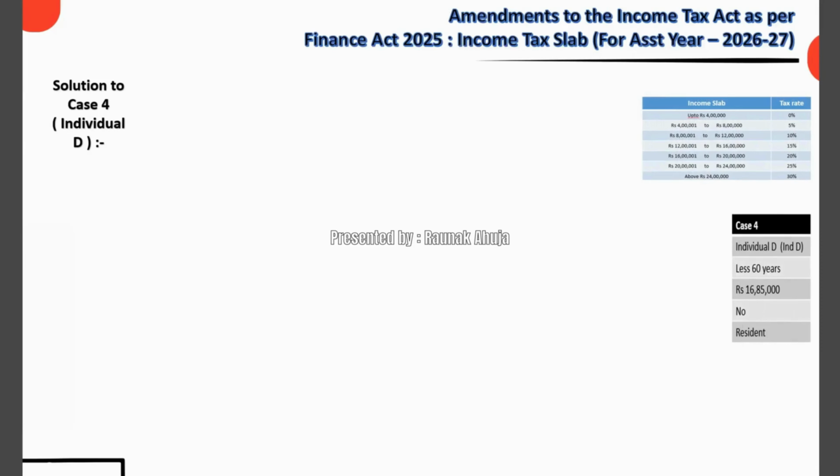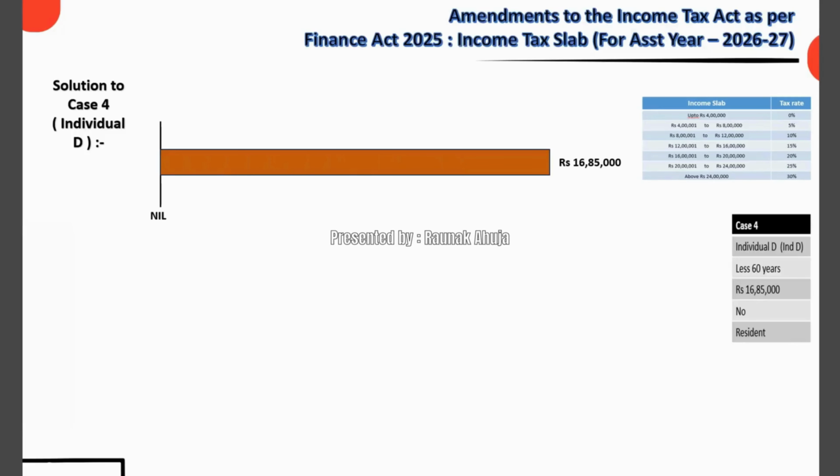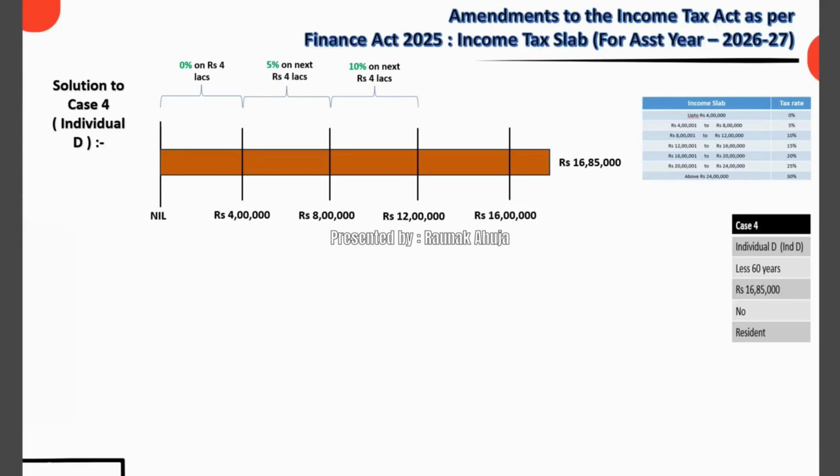Here the income of the assessee is 16,85,000, less than 60 years of age, is also a resident individual. Let's quickly plot the total income. 16,85,000. On the first 4 lakhs, 0%. 4 to 8 lakhs, 5%. 8 to 12 lakhs, 10%. 12 to 16 lakhs, 15%. And since the total income is less than 20 lakhs, on the remaining 85,000, at the rate of 20%.